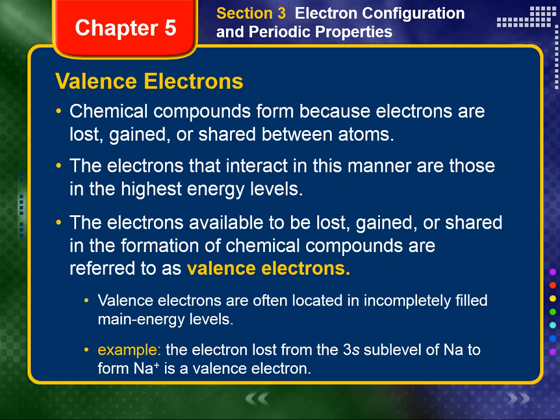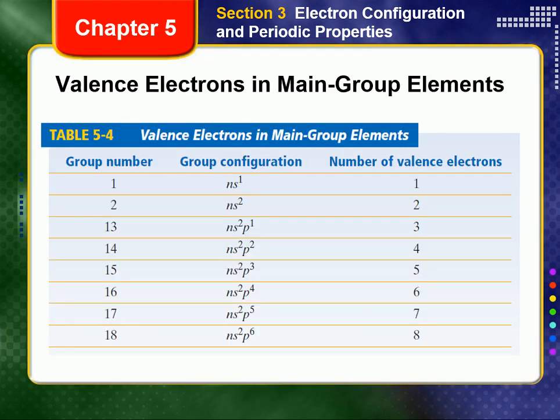For main group elements, the valence electrons are the electrons in the outermost s and p sublevels. The inner electrons are in filled energy levels and are held too tightly by the nucleus to be involved in compound formation. The group 1 and group 2 elements have 1 and 2 valence electrons respectively, as is shown in table 5-4 on page 150 of your text or on the screen now.